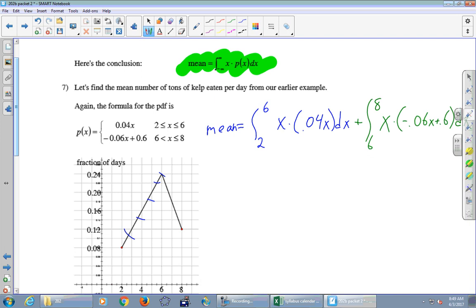And technically, this function does live beyond 2 to 6, or 2 to 8, I should say. Technically, it's going to be 0 out there and 0 out there. The whale never ate less than 2 tons of kelp and never ate more than 8 tons of kelp. So minus infinity to infinity still works. It's just that we've only written down the parts that aren't 0.